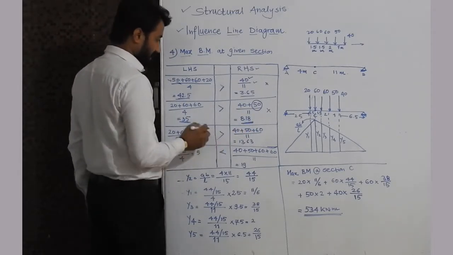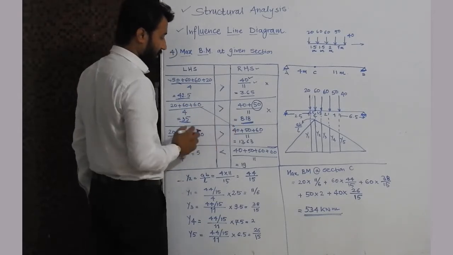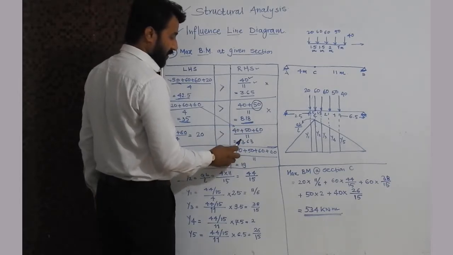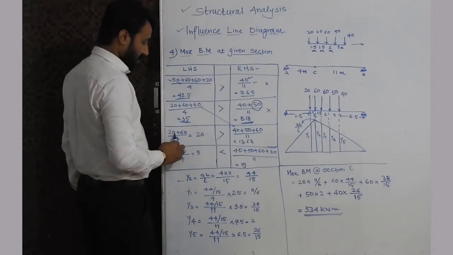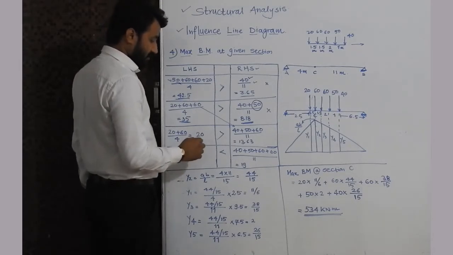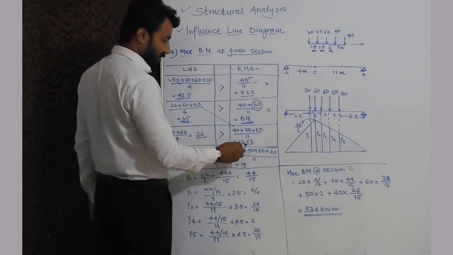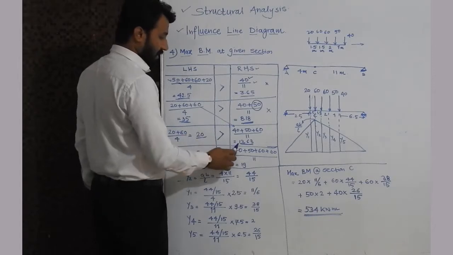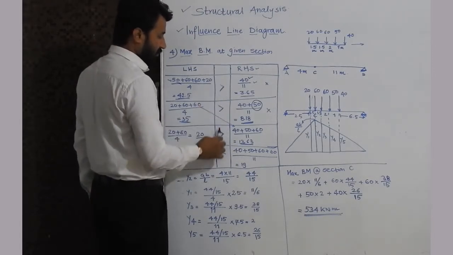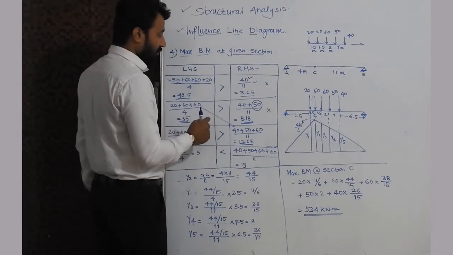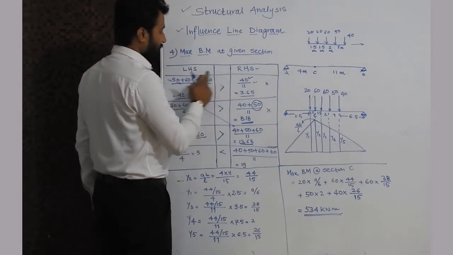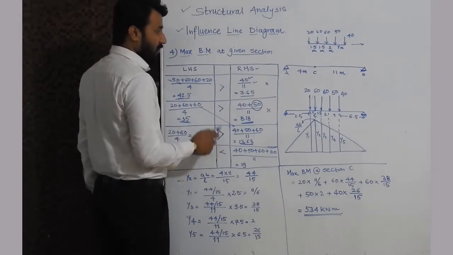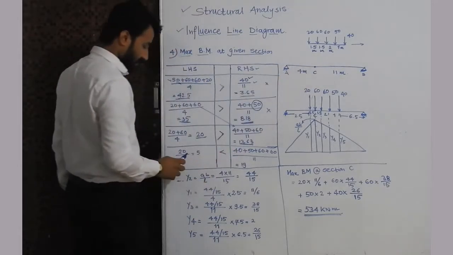We will move further and transfer the 60 kN load to the RHS side, and the value will be 40 plus 50 plus 60 divided by 11, and the remaining load is 20 plus 60 divided by 4. The values we get are 20 on the LHS side and 13.63 on the RHS side. Again the LHS side is greater than the RHS side, so we have to keep repeating this calculation until we get the RHS larger and the LHS smaller. When the sign changes, on that load we place the section C. So we will proceed further.